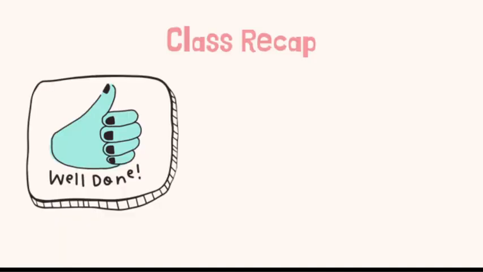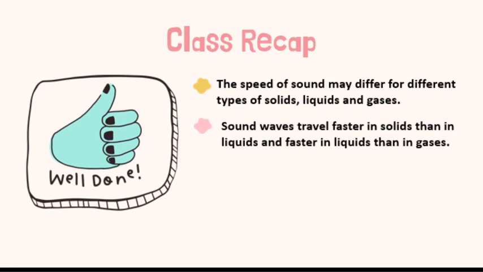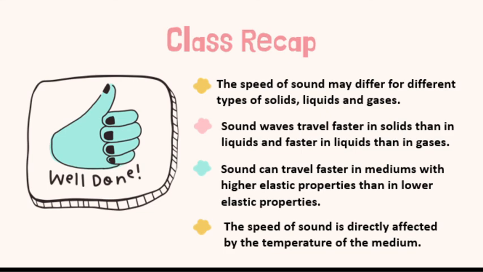Now let us have our recap. The speed of sound may differ for different types of solid, liquid, and gases. Sound waves travel faster in solids than in liquids and faster in liquids than in gases. Sound can travel faster in a medium with higher elastic properties than in lower elastic properties. And finally, the speed of sound is directly affected by the temperature of the medium.